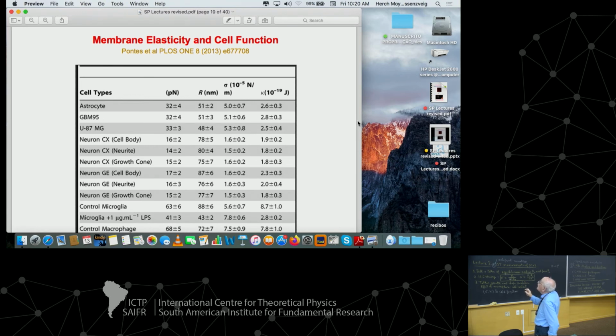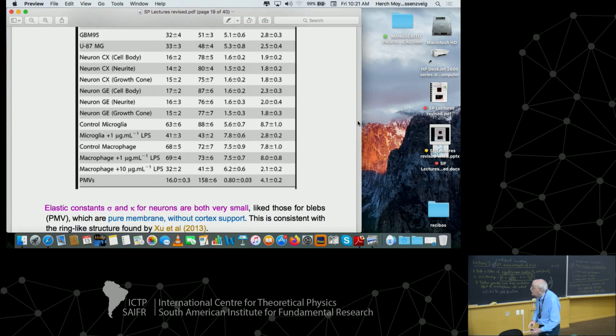So you have astrocytes. Here is the U87Mg that we used in our study originally. This is a CX neuron, and we probed different parts of the neuron: the cell body, a neurite, and a growth cone. Then it's a GE neuron, again probed along the cell body or the neurite and along the growth cone. And then that was very important.